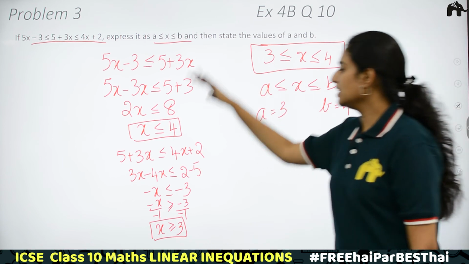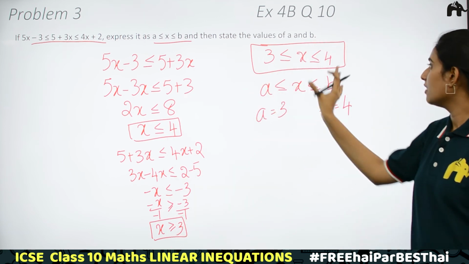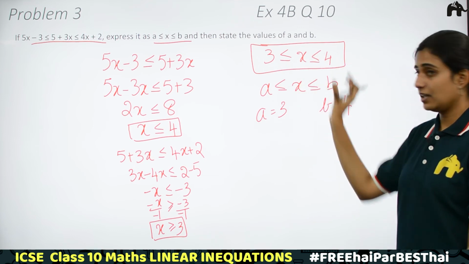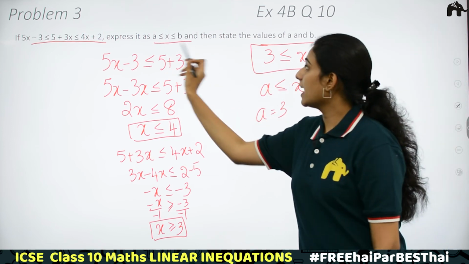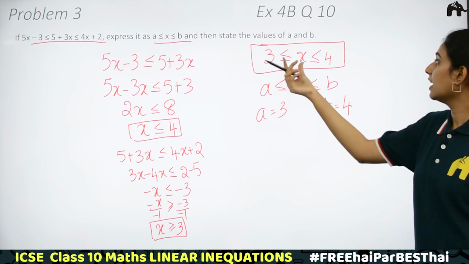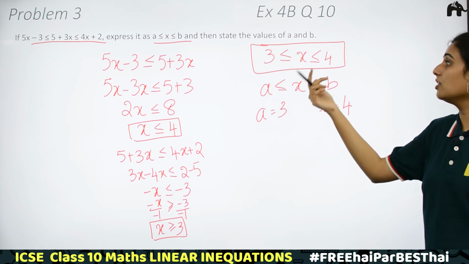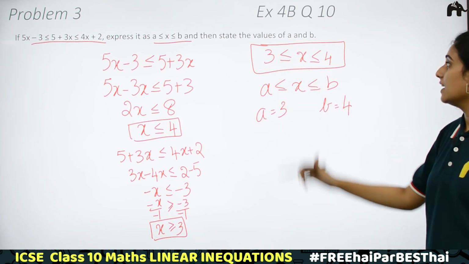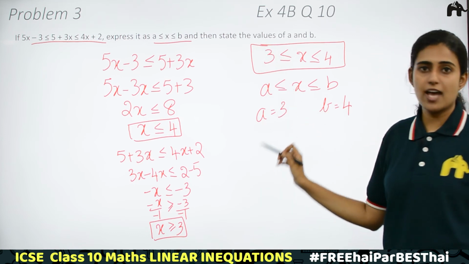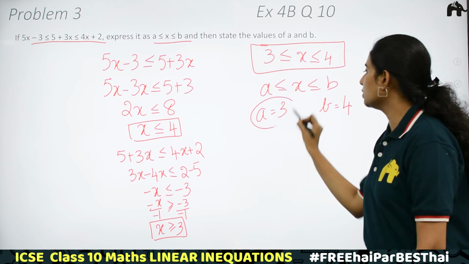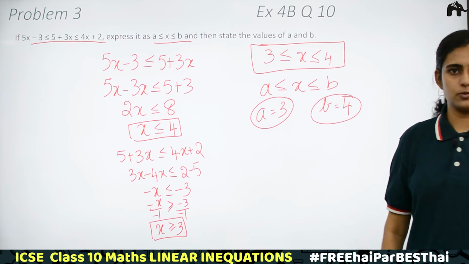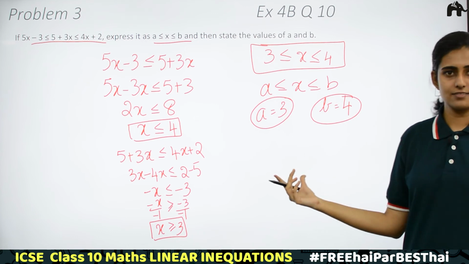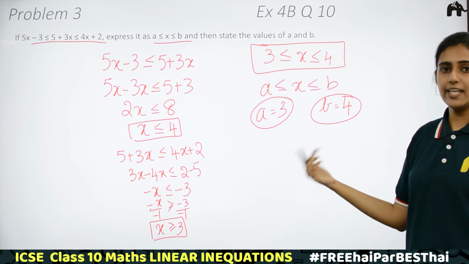Just solving the inequation, we obtain the inequation. It is expressed in the form a less than or equal to x less than or equal to b, from which we determine the value of a and b. A is equal to 3 and b is equal to 4. Got the idea? Let's move on to the next question.